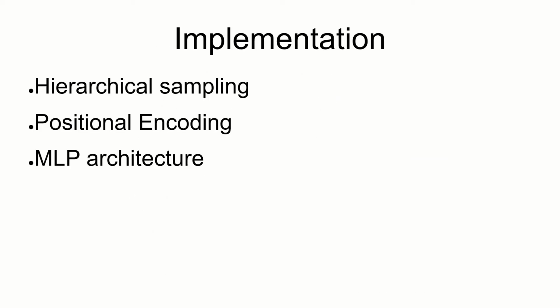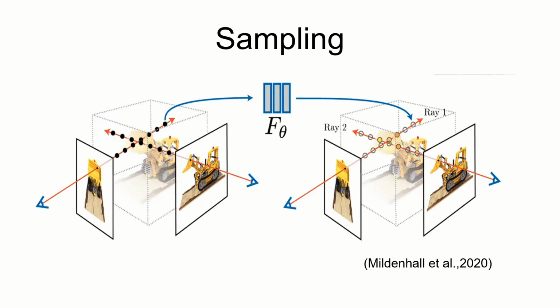As a part of our implementation, we will talk about the essential parts of NeRF architecture. Namely, we will discuss hierarchical sampling, positional encoding, and MLP architecture. The first step of NeRF architecture is to feed input data points to the neural network. The input data is obtained by shooting a ray into each pixel of each image of a rendering scene.